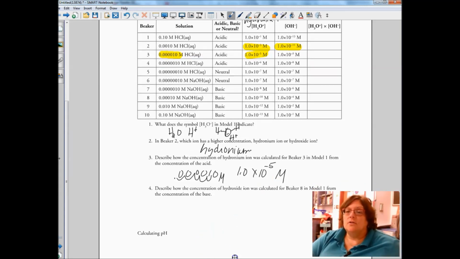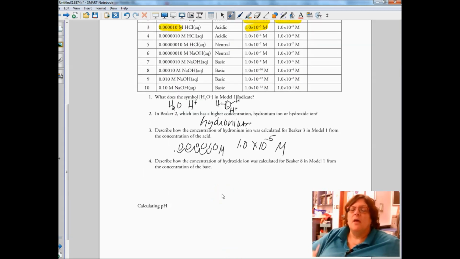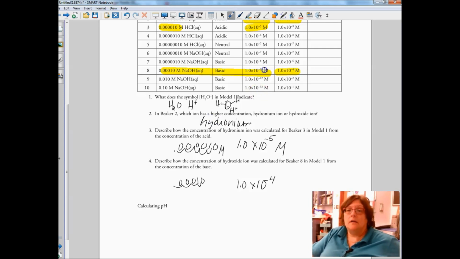Describe how the concentration of the hydroxide ion was calculated for beaker 8. What do you want to bet it's the same? Let's figure it out. 1, 2, 3, 4, 1.0 times 10 to the negative fourth. We're looking at beaker 8. Oh yeah, the hydronium is 10 to the negative 10th. All right, that's not what we were calculating. The hydroxide is 10 to the negative fourth. There you go.